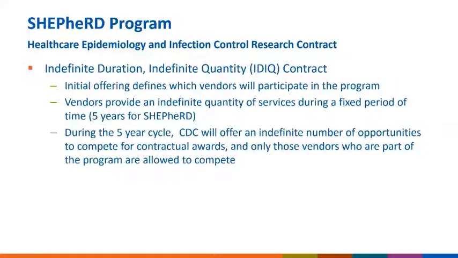Because you are in the IDIQ does not mean you can compete for any task order under any domain. You have to compete for the task orders that are put out within that domain. Vendors are provided an indefinite quantity of services during a fixed period of time. During that 5-year cycle, CDC will offer an indefinite number of opportunities to compete for contractual awards, and only those vendors who are part of the program are allowed to compete.